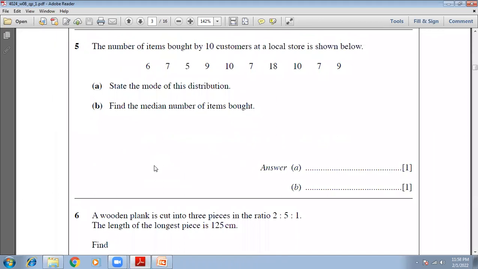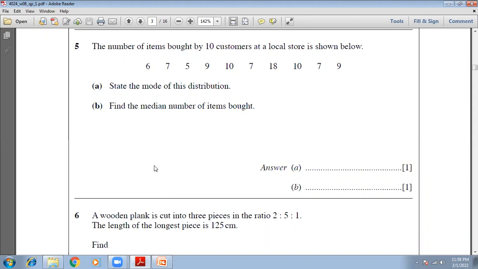Okay, so the next question, the question number 5. The number of items bought by 10 customers at a local store is shown below. There are 2 questions on this data. He says state the mode of this distribution. You know, the mode means the number which has come in the data most frequently. So if you look carefully, 7 came here 3 times, 9 came here 2 times, 10 also came 2 times. The rest of the numbers came only once. So the most repeated number, the most frequent number in this data is 7. That will be the mode. So the mode is 7.